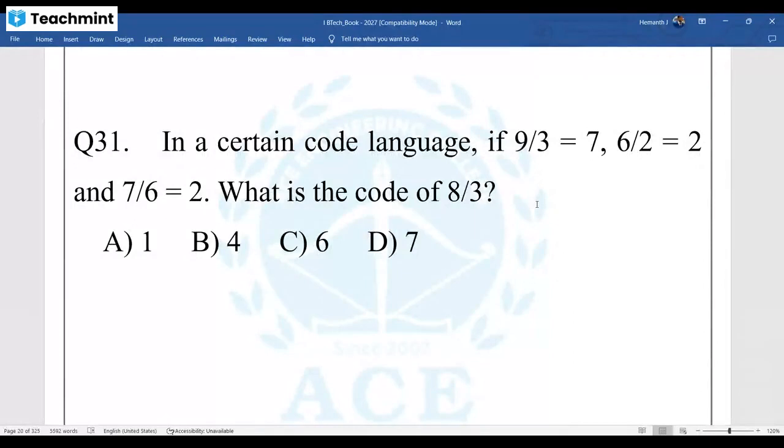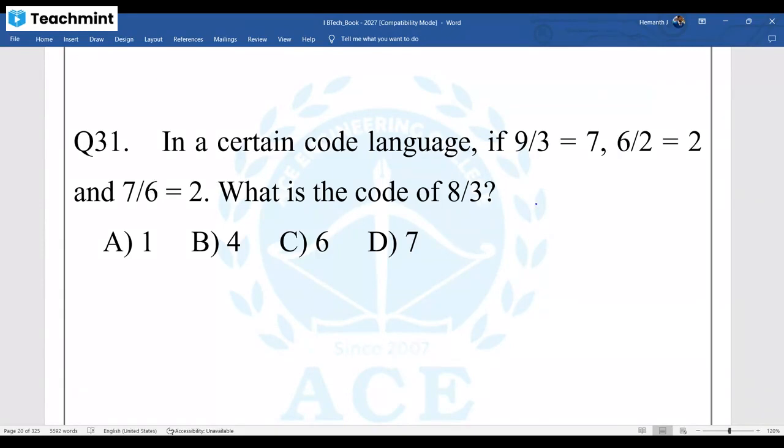What about this question, 31? 9 by 3 is 7, 6 by 2 is 2, 7 by 6 is 2. What is 8 by 3? Anyone got the logic? 9 by 3 they gave as 7, 6 by 2 as 2, 7 by 6 as 2, so 8 by 3 is 4. Excellent. What's the logic?